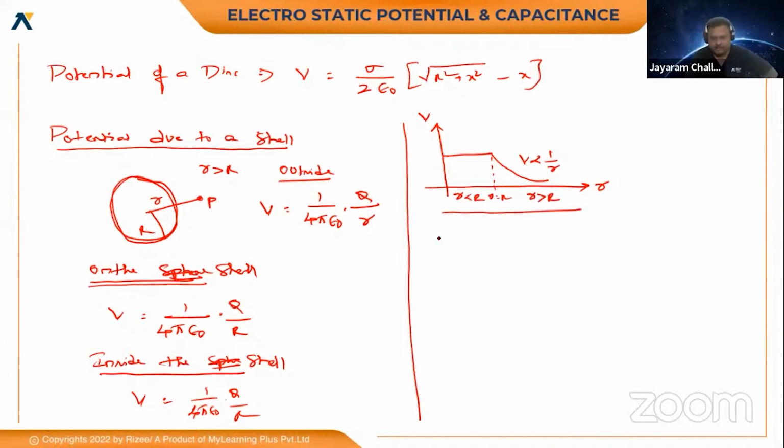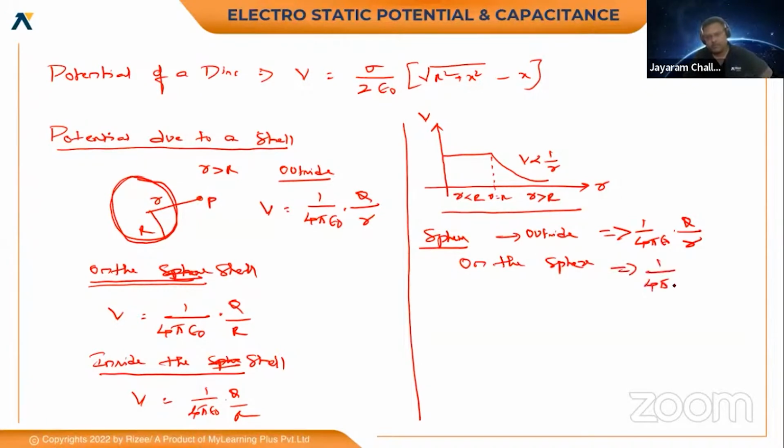Now for a sphere, the value outside will be the same as a shell, which is 1 by 4 pi epsilon naught q by small r. On the sphere also it will be the same. On the sphere, the value will be 1 by 4 pi epsilon naught into q by capital R. The only thing is, inside the sphere it's going to be changed.